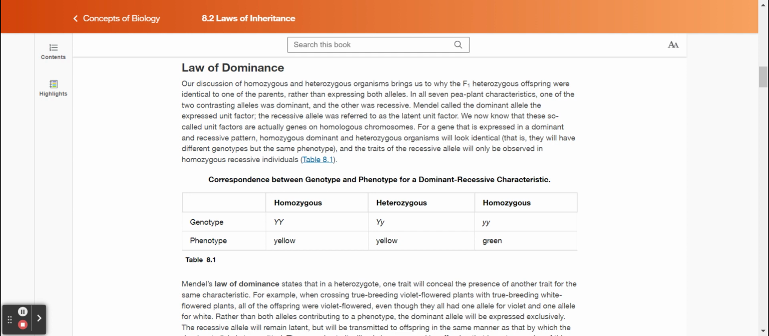For a gene that is expressed in a dominant and recessive pattern, homozygous dominant and heterozygous organisms will look identical. That is, they will have different genotypes, but the same phenotype. And the traits of the recessive allele will only be observed in homozygous recessive individuals. Table 8.1 shows correspondence between genotype and phenotype for a dominant recessive characteristic.